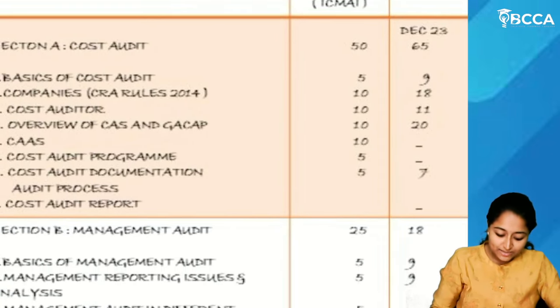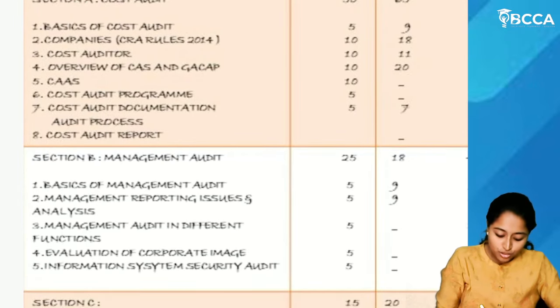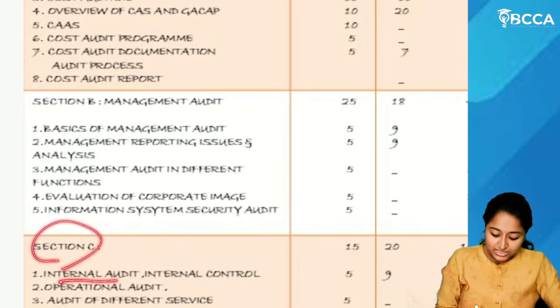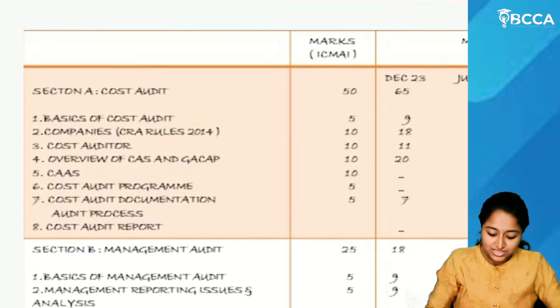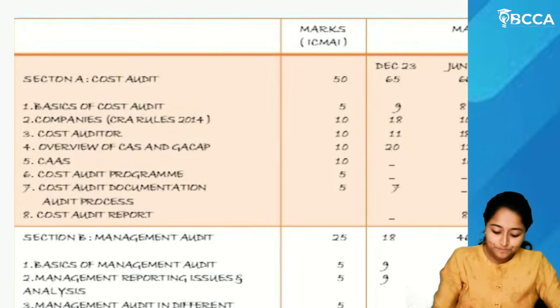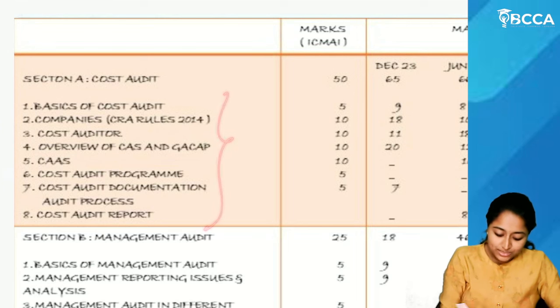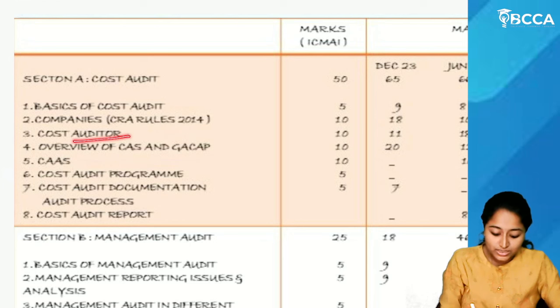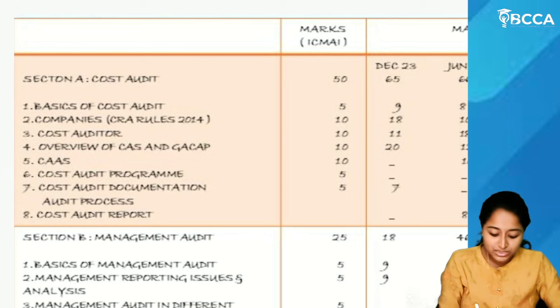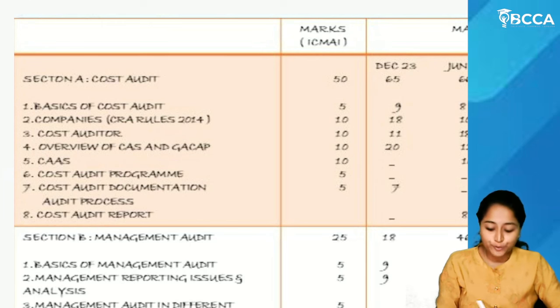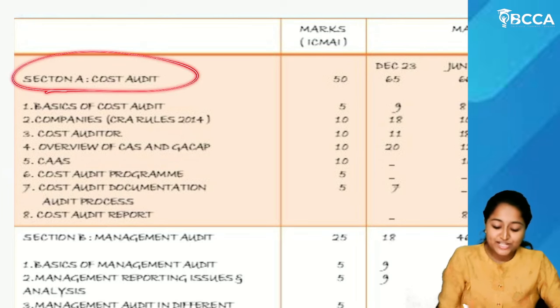Now let us start with our syllabus. We have Section A, Cost Audit; Section B, Management Audit; Section C, Internal Audit and Internal Control; and Section D, Forensic Audit and Anti-Money Laundering. In Section A, Cost Audit, we have 8 units: 1, Basics of Cost Audit; 2, Companies Cost Records and Audit Rules 2014; Cost Auditor; Overview of Cost Accounting Standards and GAAP, which is Generally Accepted Cost Accounting Principles; CAAS, which is Cost Auditing and Assurance Standards; Cost Audit Program; Cost Audit Documentation and Audit Process; and Preparation and Filing of Cost Audit Report. These are the 8 units under Section A.